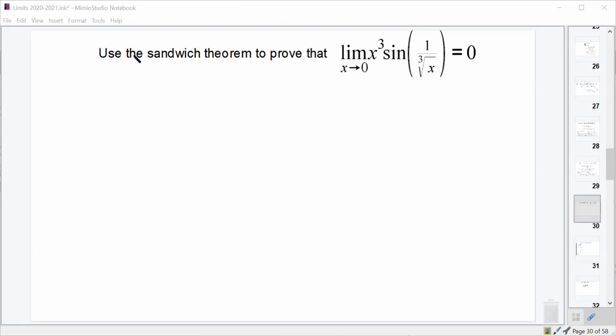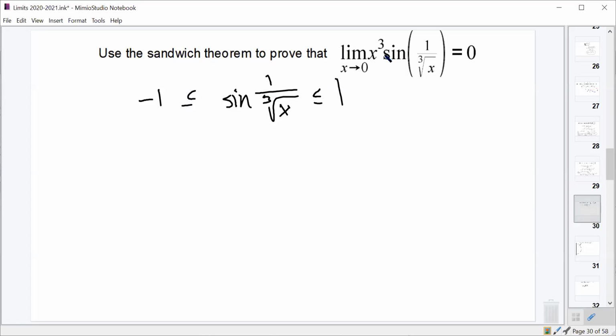Nobody? Isn't x cubed can also equal to negative? Yeah, that's the problem. So we can start this off the same way, right? We know that the sine of 1 over the cube root of x is always less than or equal to 1. It's always greater than or equal to negative 1.